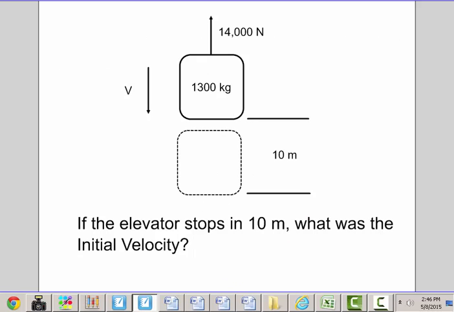All right. Elevator. Elevator stops in 10 meters. What's the initial velocity? Yeah, elevator stops at 10 meters. What's the initial velocity here? So draw a force diagram. You only have to do that.